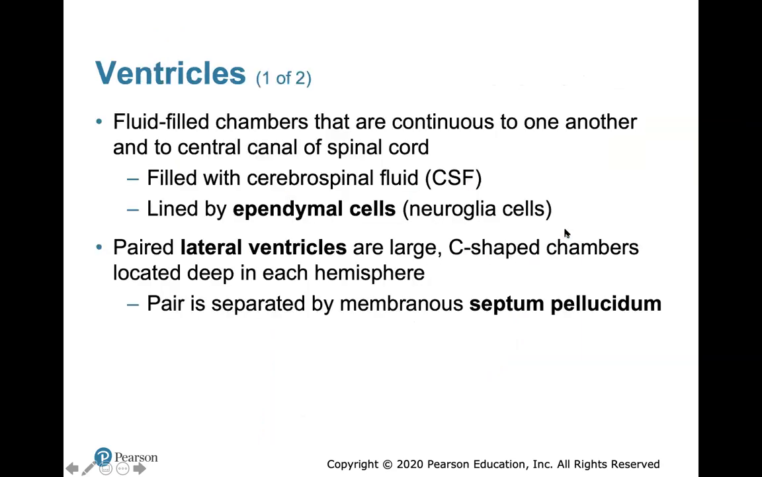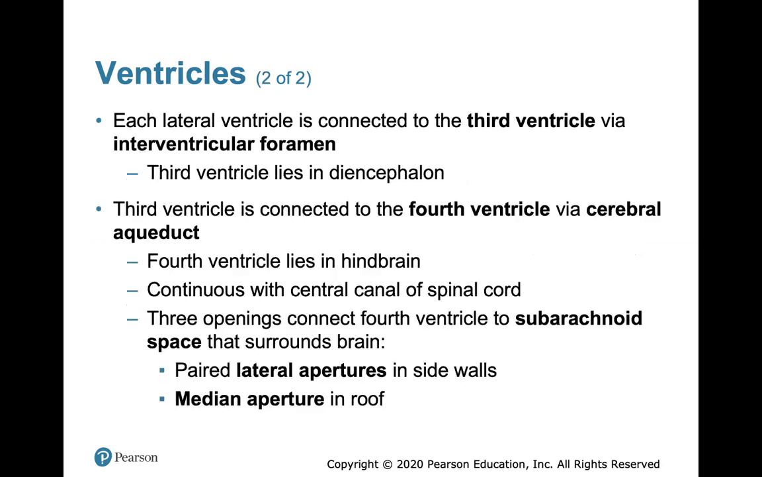So you have ventricles within the brain, which are fluid-filled chambers that are continuous to one another and to the central canal of the spinal cord. They're all filled with cerebral spinal fluid, and they're lined by ependymal cells, which help to secrete and create that cerebral spinal fluid. You have paired lateral ventricles, which are large C-shaped chambers, and the pair of lateral ventricles is separated by a really thin membrane or piece of tissue called the septum pellucidum.